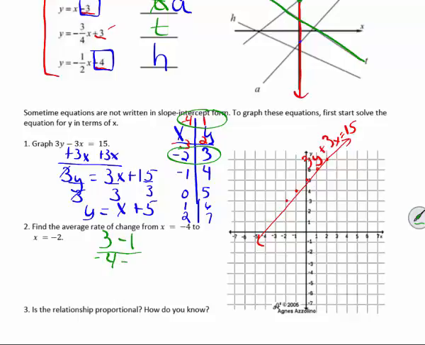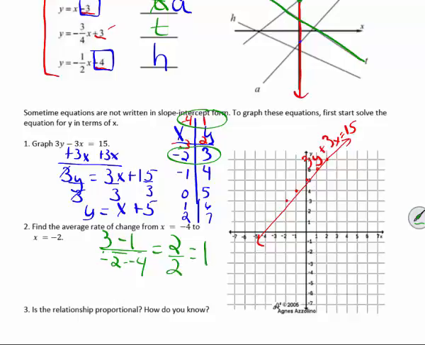-4 minus negative. No, I did that wrong. Backwards. Hold on. Don't write it down. Okay. And then we had -2 minus -4. So 3 minus 1 is 2. -2 minus -4 is 2. 2 divided by 2 is 1.